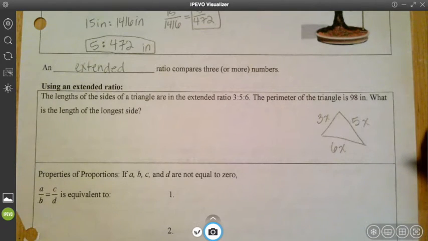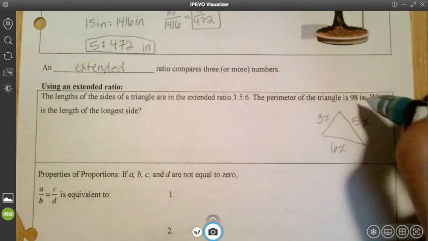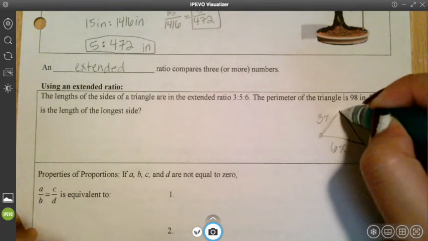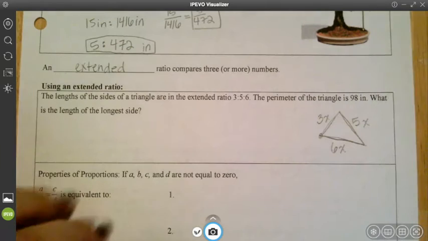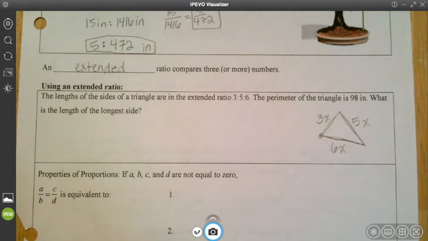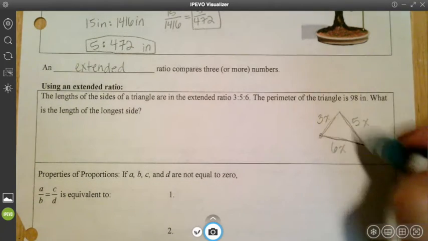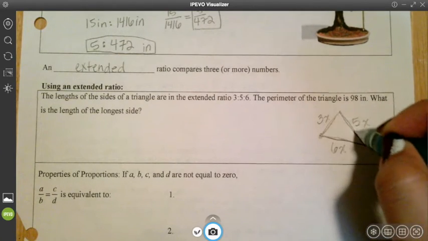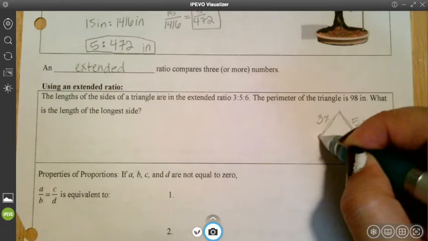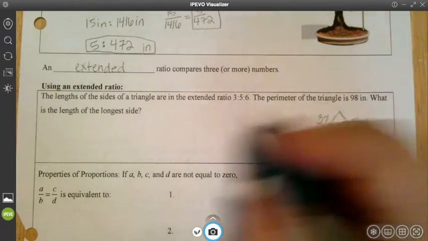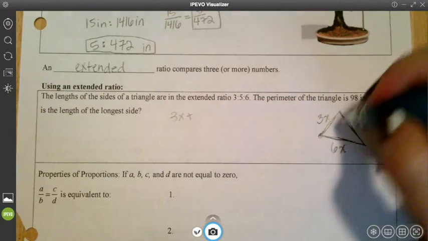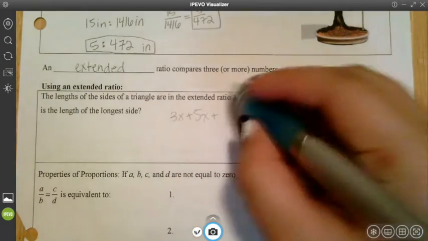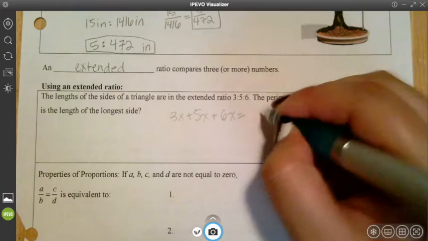But we're given more information. The perimeter of the triangle is 98 inches. So if I start at a point and I go all the way around the triangle, it would be 98 inches. What is the length of the longest side? Well, first we need to find out what x is. The way we can do that is by setting up our equation in terms of x. If I started here, I would do 3x plus 5x plus 6x equals 98.